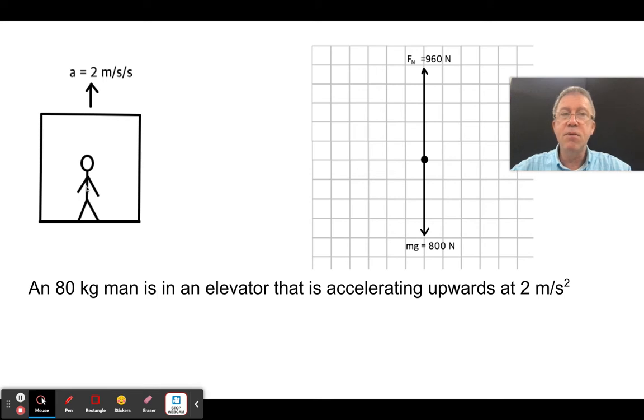So remember, forces are always about objects. These objects can be part of a system, but each object in that system is going to have its own free body diagram.